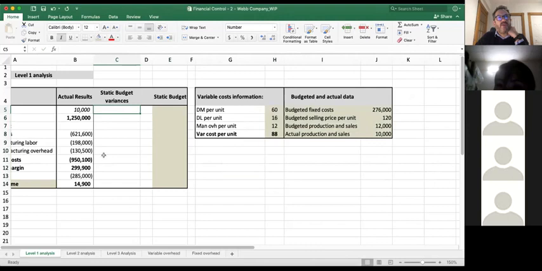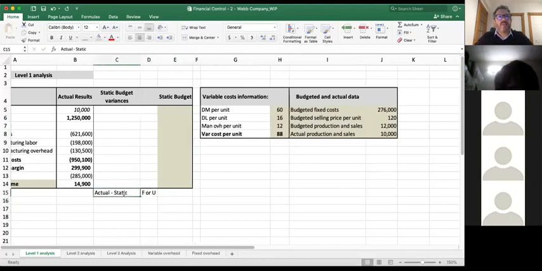And then you can calculate the variances between the two, doing actual minus static. And here it's to qualify, is it favorable or unfavorable? So you just put a letter here. Do you have any question about what you have to do? If not, I'll let you 5 to 10 minutes.